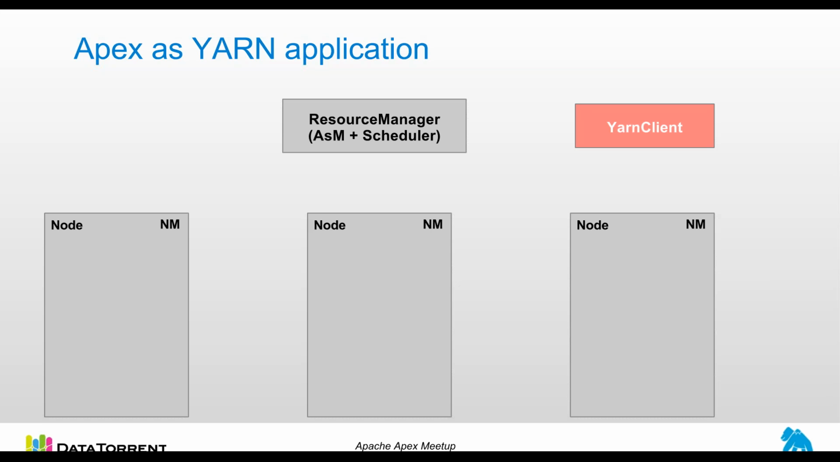So the first thing that is there is a YARN client. Now YARN client talks to resource manager over a protocol called client RM protocol. Now that basically gives a request to the resource manager for launching an application.